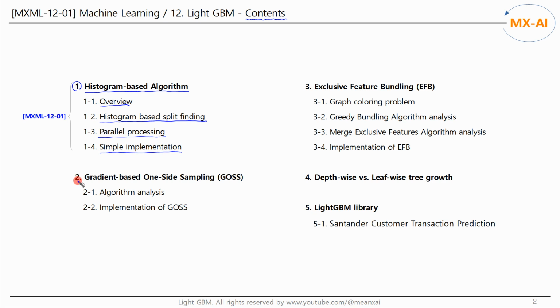Chapter 2 examines the GOSS algorithm called gradient-based one-side sampling. And in Chapter 3, we will look at the EFB algorithm called exclusive feature bundling. In Chapter 4, we will briefly look at the depth-wise and leaf-wise methods in which trees are created. And finally, in Chapter 5, we use the LightGBM library to analyze the Santander Bank's customer satisfaction dataset.